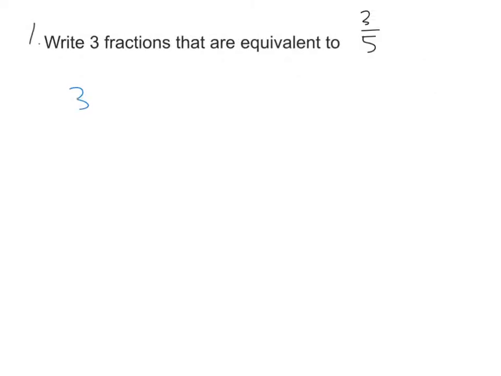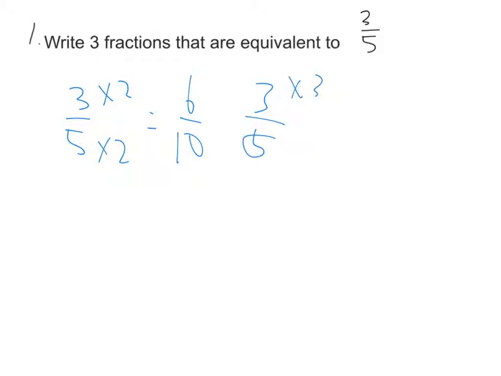So this is an easy question. All we need to do is times the numerator and the denominator by the same number. And we would just repeat the process, this time with a different number. So as you can see here, it's pretty self-explanatory.